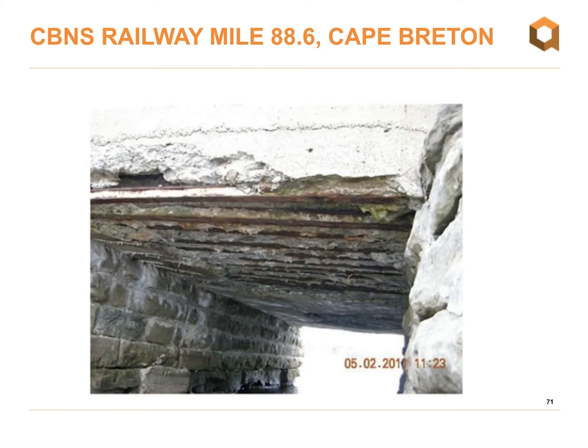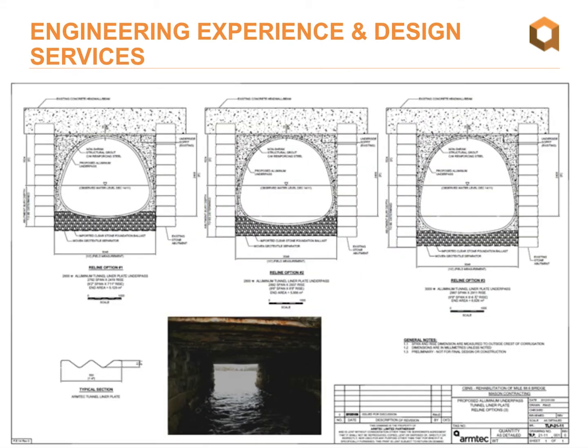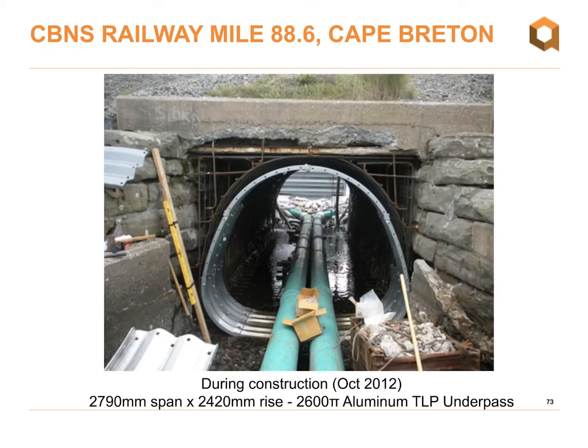The existing structure was a 3048 millimeter span by 2438 millimeter rise with severe spalling and reinforcement corrosion. Three tunnel liner plate options were proposed to the owner for their perusal, each with different end areas and geometries. And the solution chosen was a 2790 millimeter span by 2420 millimeter rise aluminum tunnel liner plate. The length of this structure was actually 10 meters.